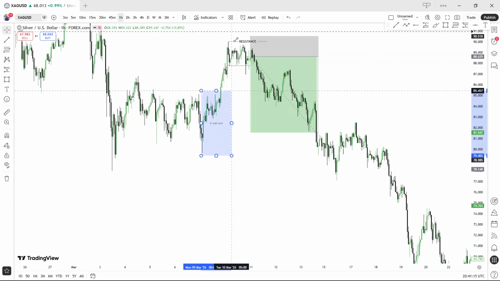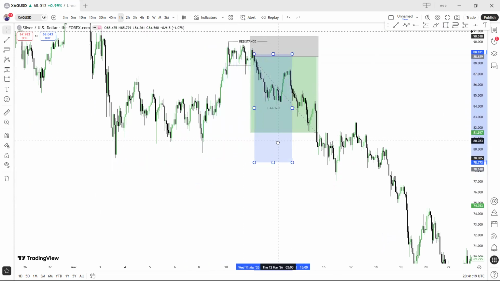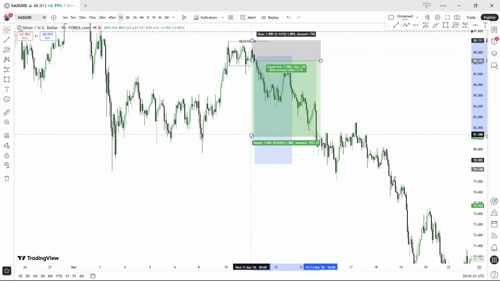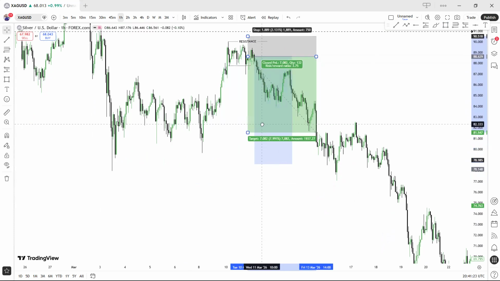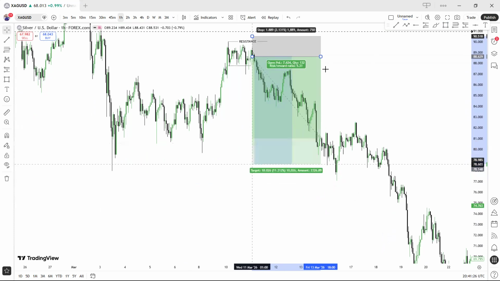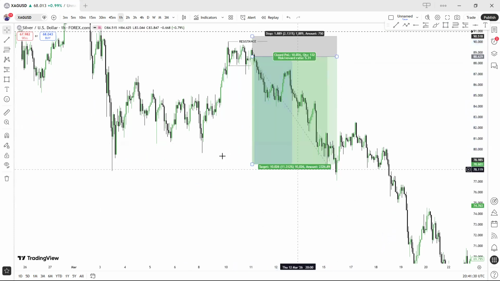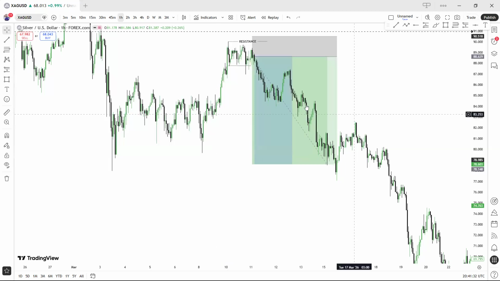Just mark out that same line length. Put it at your entry and stretch your TP to that place. And you saw how it played out. You see, TP smashed, because it was respecting this resistance. It did not take out resistance.